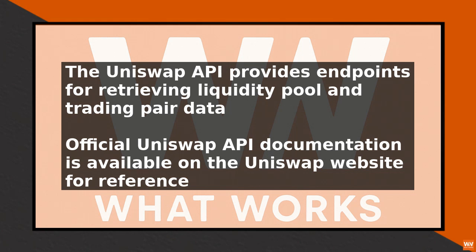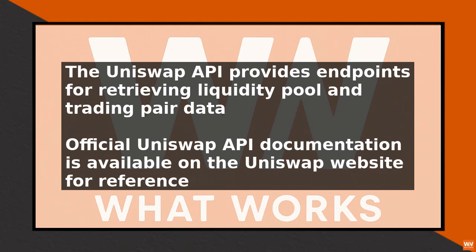Step 2. Setting up API access. To access the Uniswap API, you need to set up an API key or use a third-party API provider. You can obtain an API key by creating an account on the Uniswap website or use a library like Web3.js or Ethers.js to interact with the Uniswap protocol.